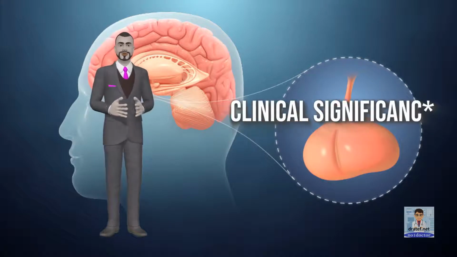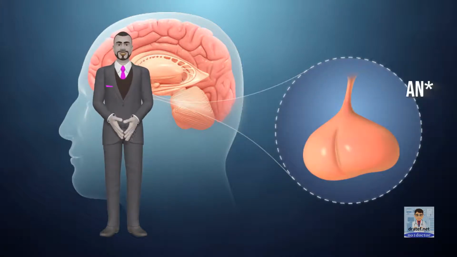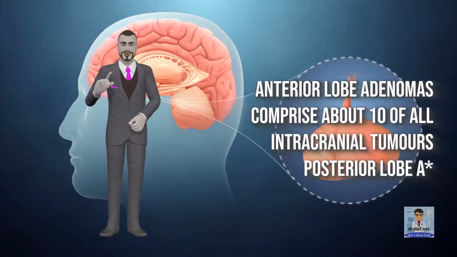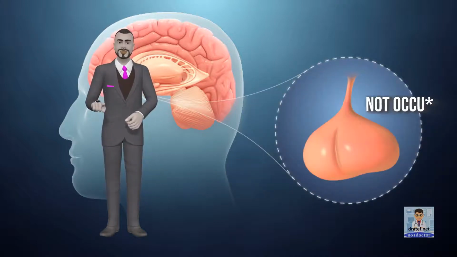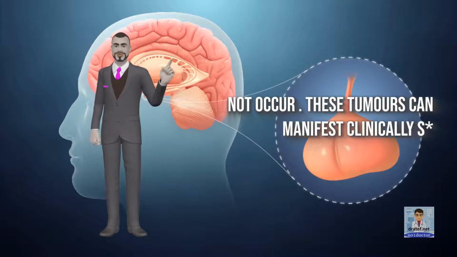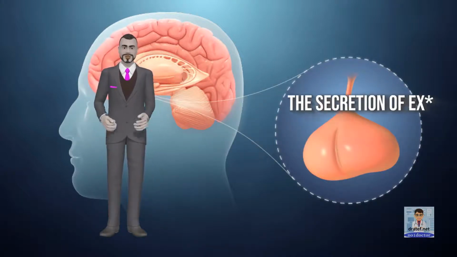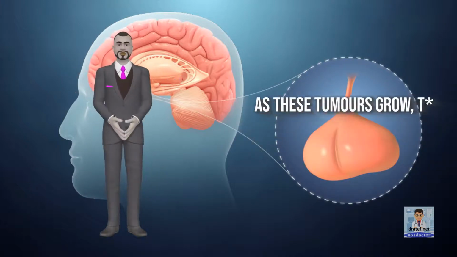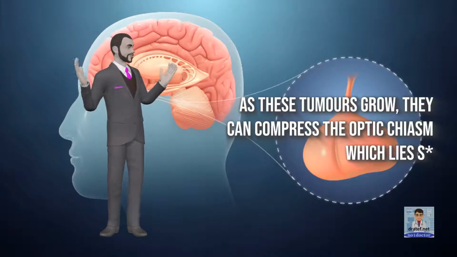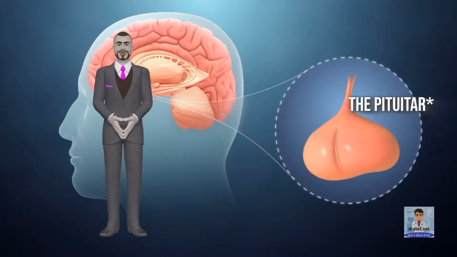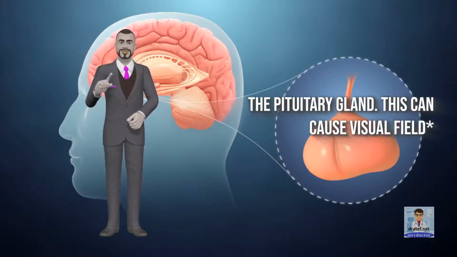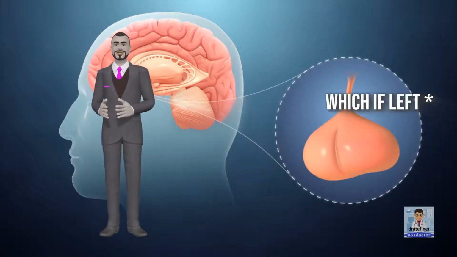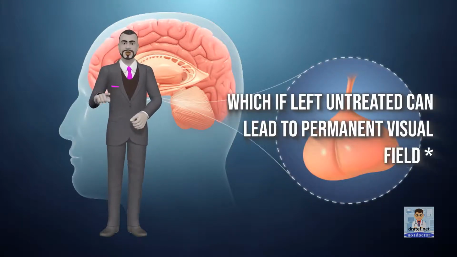Clinical significance: pituitary adenoma. Anterior lobe adenomas comprise about 10% of all intracranial tumors. Posterior lobe adenomas do not occur. These tumors can manifest clinically secondary to the secretion of excess hormone and compression of local structures. As these tumors grow, they can compress the optic chiasm, which lies superior to the pituitary gland. This can cause visual field defects, notably bitemporal hemianopia, which if left untreated can lead to permanent visual field loss.